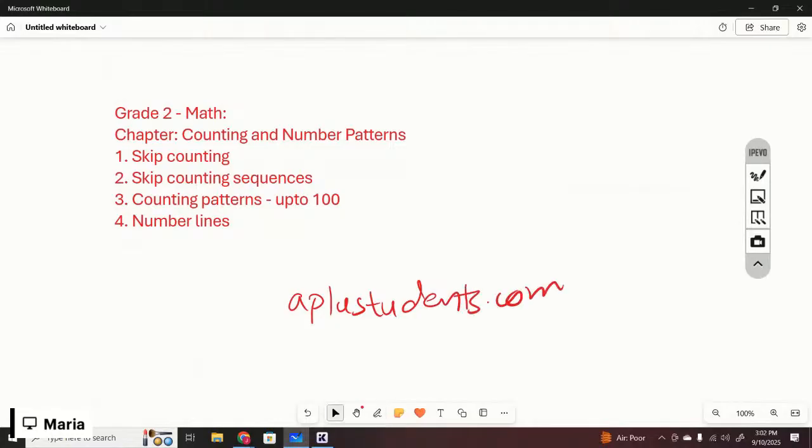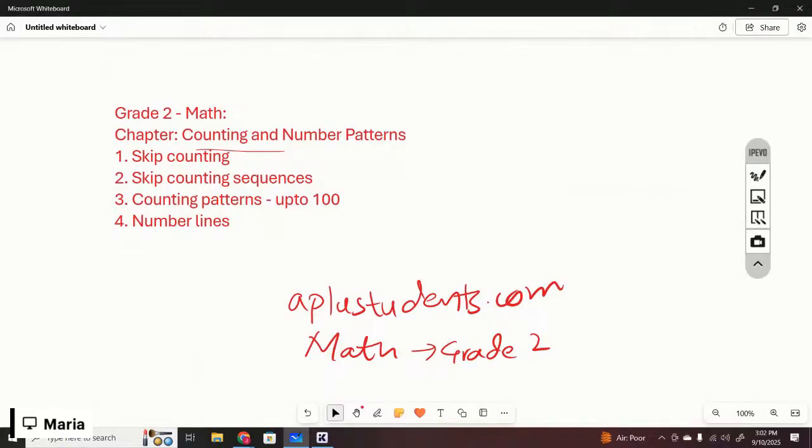You have to log in there using your email address and password as provided by the administrator. Then you have to select math from the subject tab. Scroll down to grade 2 math and then click on view all lessons. There you can find a list of the chapters.